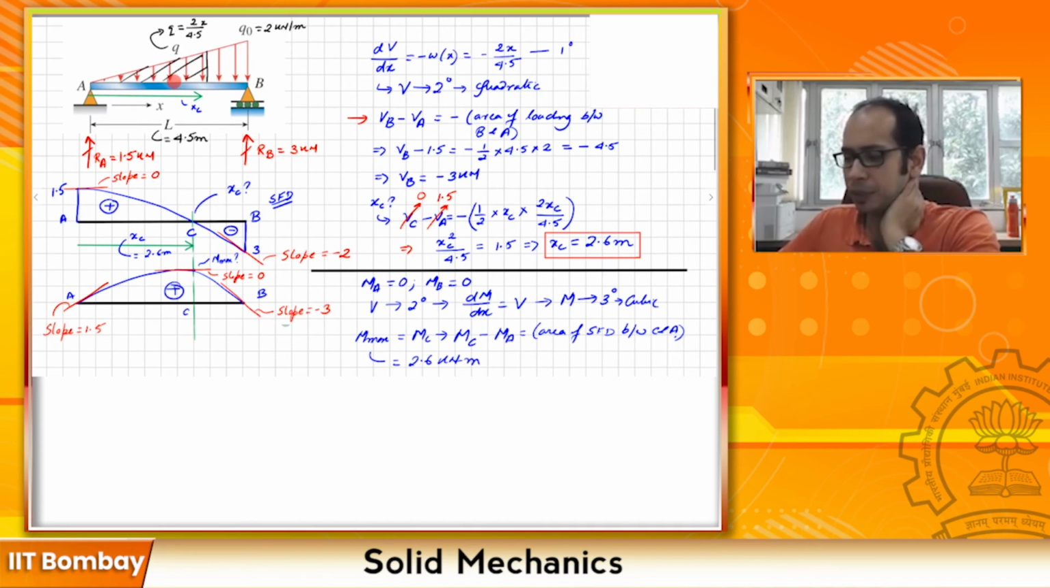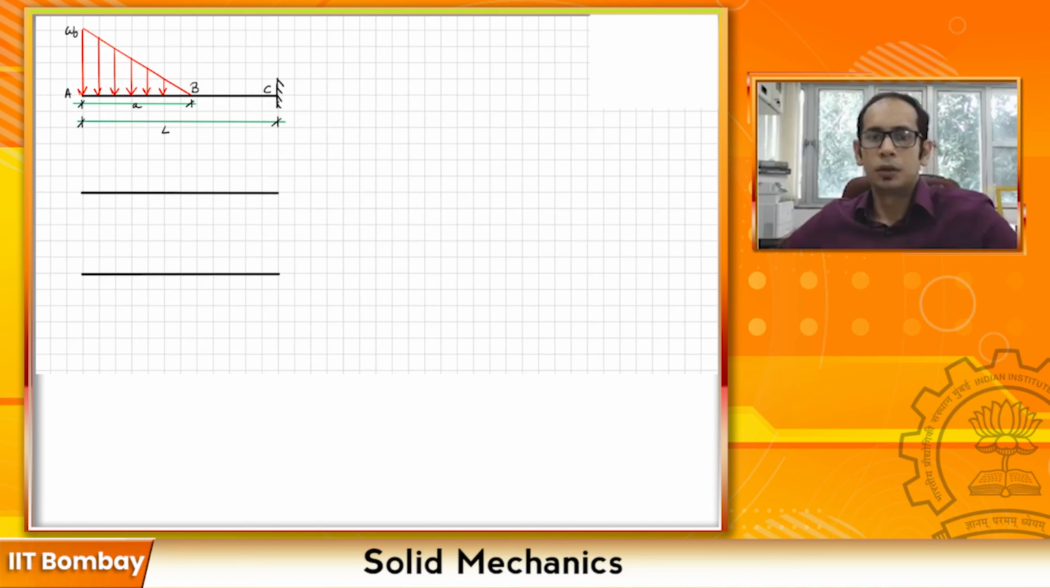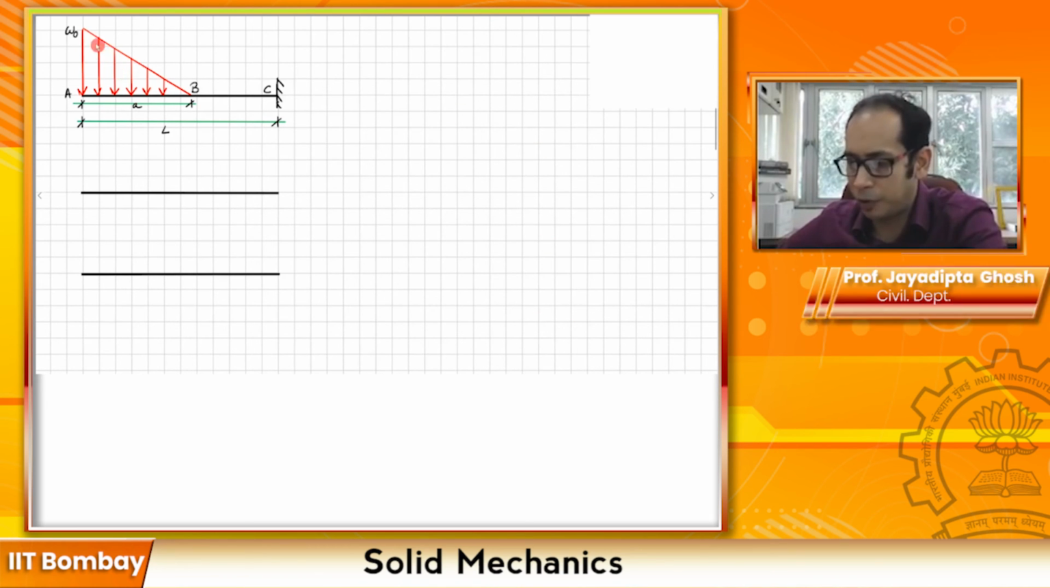We had a simply supported beam with a triangular loading, and from that we derived the shear force diagram and the bending moment diagram. So let us now look at another application example for the shear force diagram and the bending moment diagram, where you have a part triangular load.